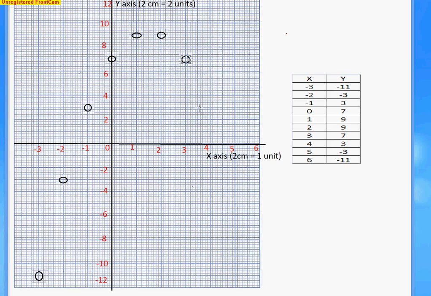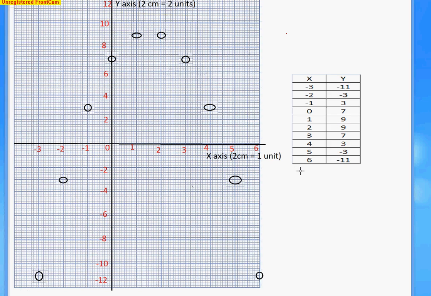So you can see how the shape is forming now. And then when x is equal to 5, y is equal to negative 3, so that is somewhere here. And when x is equal to 6, y is equal to negative 11, which is this line right here. So now I have all my points. What I need to do is fit in my curve, so I'm going to do the best I can.